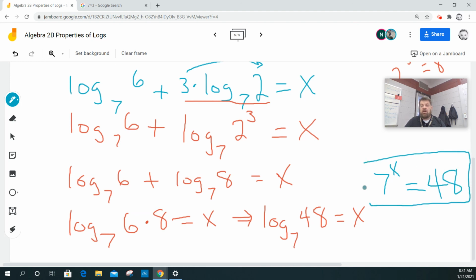So I started off with all that stuff. And if you're not sure why I'm able to go from here to here, that was the first property that I wrote down.